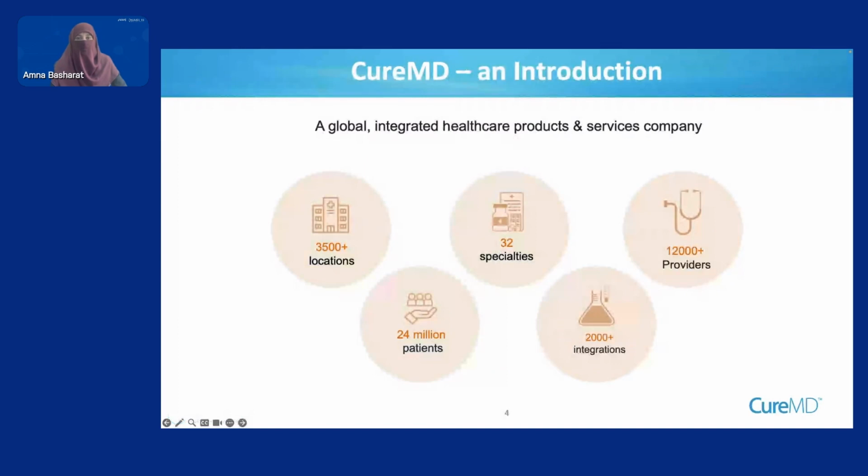So CureMD is a leading provider of innovative health information systems. It's one of the top 5 best medical practice management software companies with over 32 specialties in over 3,500 plus outpatient facilities across the US. And the data, as you can see, is spanning across millions, 24 million as of now that we speak.